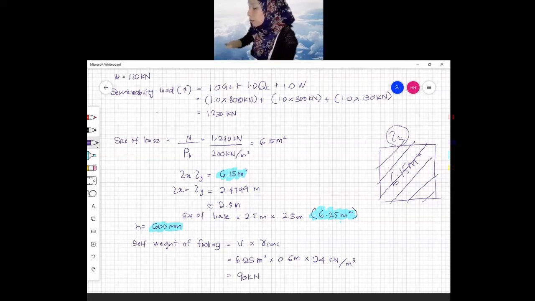Okay. So when I get 90, is it okay? One thing that I need to check is, what do I check against? So this 90 kilonewton is the actual self weight, meaning the actual self weight when you use a size of 6.25 and a height of 600 mm, or 0.6 meter. This is its actual self weight.